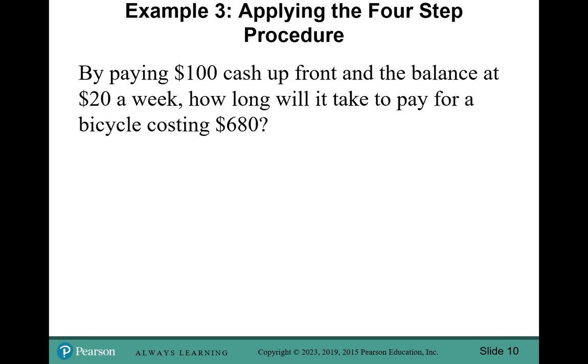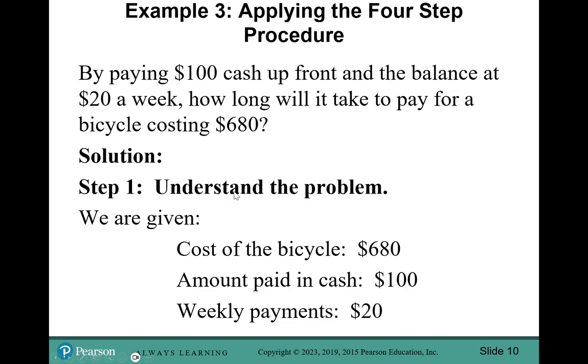Now, let's look at this next example. It says, by paying $100 cash up front and the balance at $20 a week, how long will it take to pay for a bicycle costing $680? Now we're going to use the 4-step program here as well. We're going to look and understand the problem first. So in order to do so, we can write out what the problem gives us. Okay, so it gives us the cost of the bicycle. That is $680. It also tells us the amount that we have already paid in cash and the amount that we plan to make weekly payments with.